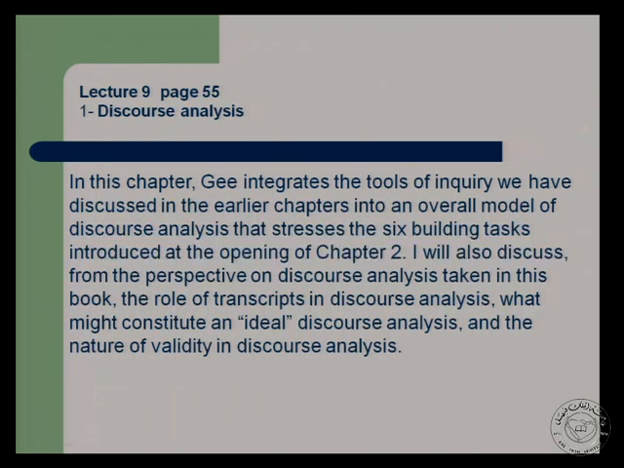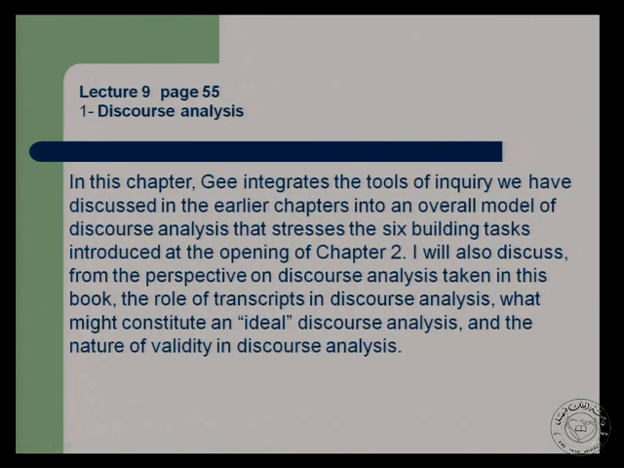So Gee, in this chapter, integrates the tools of inquiry, the tools that we have already discussed in the earlier chapters, into an overall model of discourse analysis that stresses the six building tasks. We have already introduced these building tasks at the opening of chapter 2.